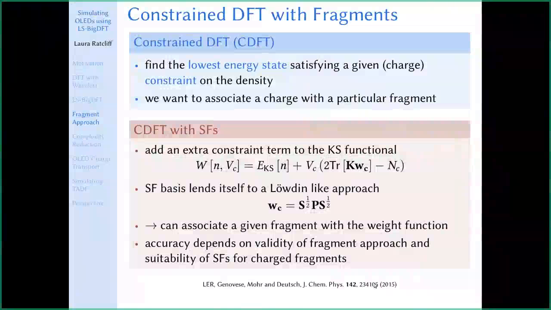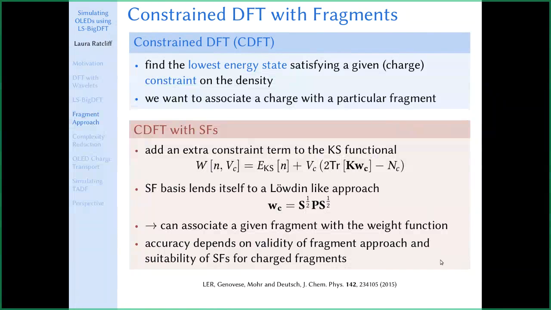This fragment approach is also quite a convenient scheme within which to use constrained DFT. So for those of you who are not familiar, the idea of constrained DFT is to find the lowest energy state which satisfies a given constraint on the density, usually a charge constraint. And in general, we want to associate a charge with a particular fragment of the system. So we can easily do this just by adding an extra constraint term to the Kohn-Sham functional. And if we use a Löwdin-like approach, we can associate a given fragment with the weight function.